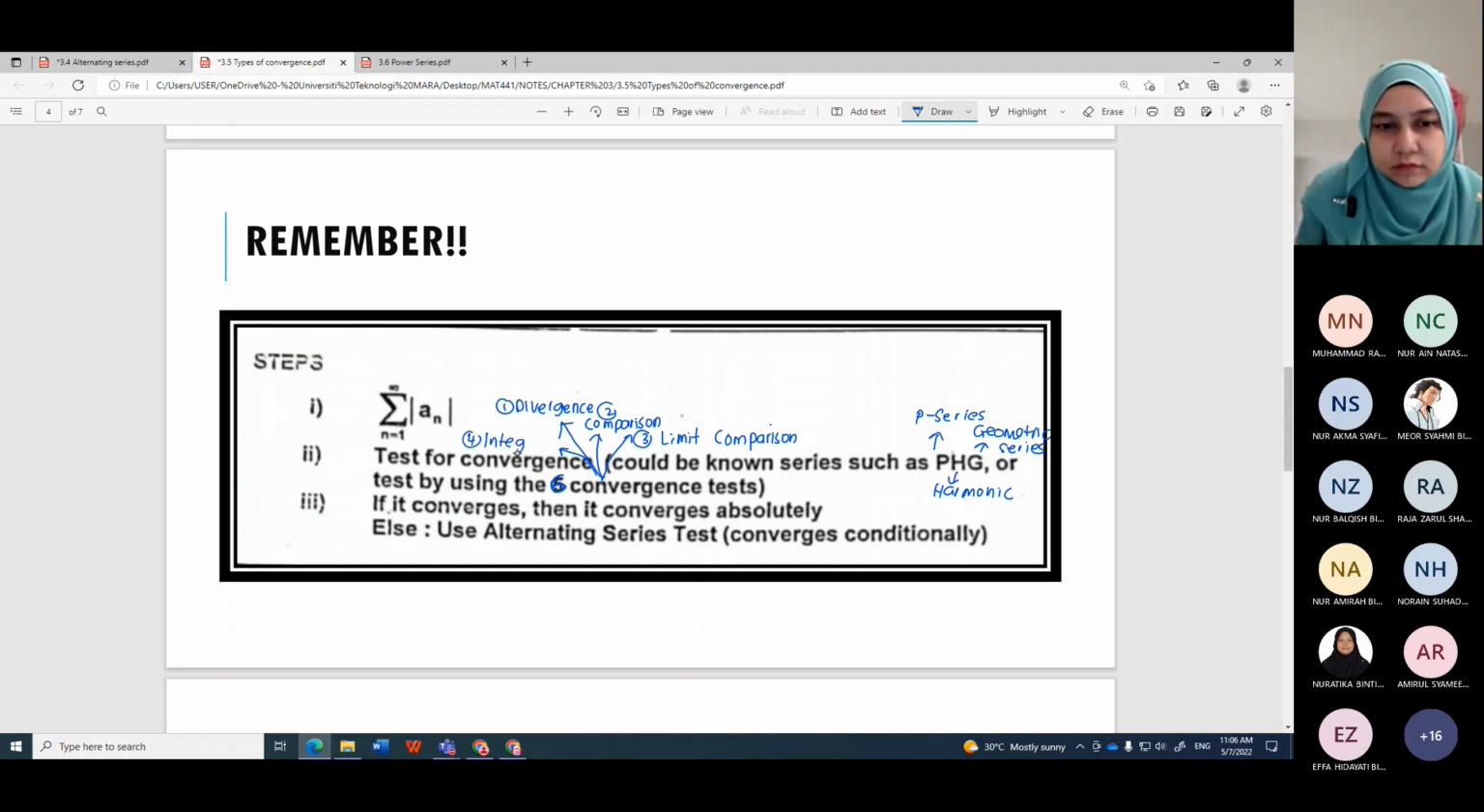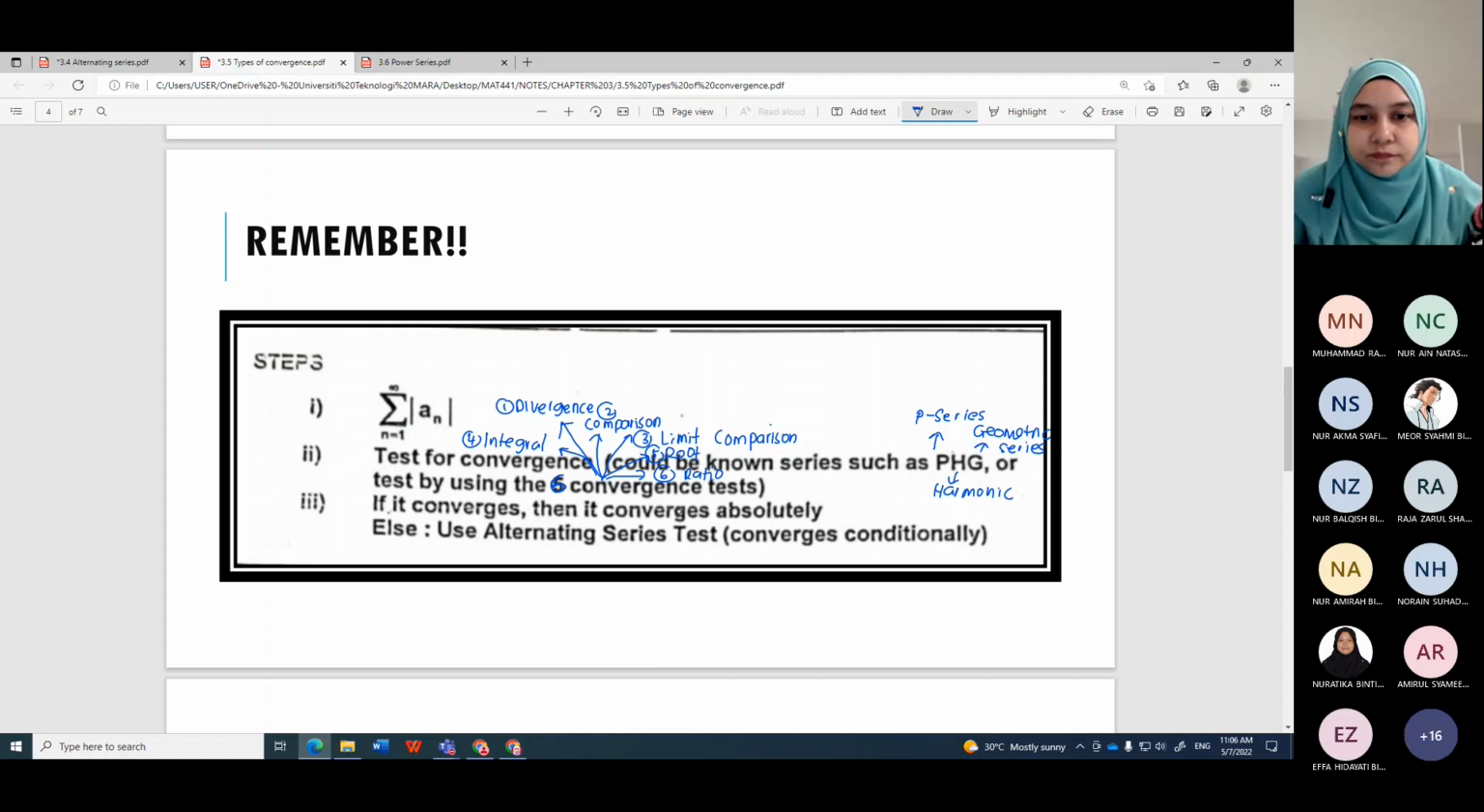Integral. 5 root n ratio. Kita boleh pilih salah satu ni, depend kepada series dia. Okay, step 3, if the series converge, then it's converge absolutely or absolutely convergent.